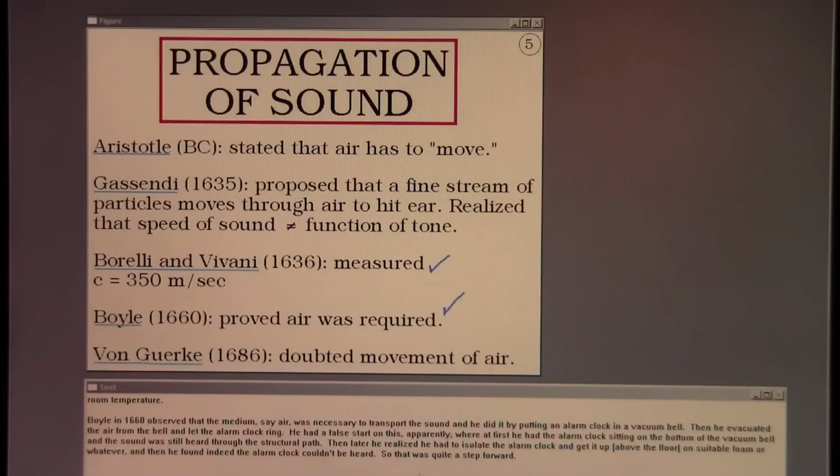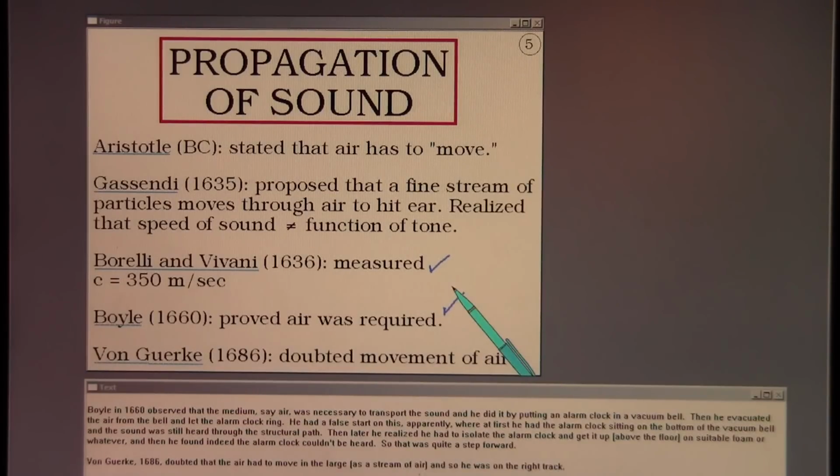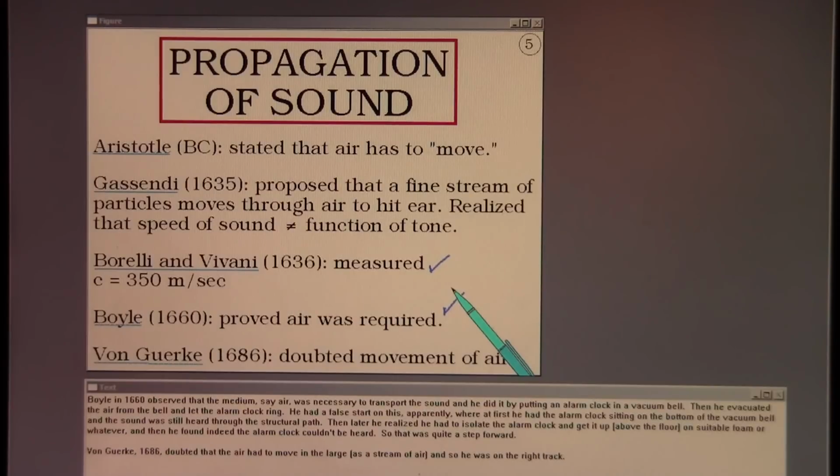Then later he realized he had to isolate the alarm clock and get it up in the air on suitable foam or whatever. And then he found indeed the alarm clock couldn't be heard. So that was quite a step forward. Von Guericke, 1686, doubted that the air had to move in the large as a stream of air. And so he was on the right track.